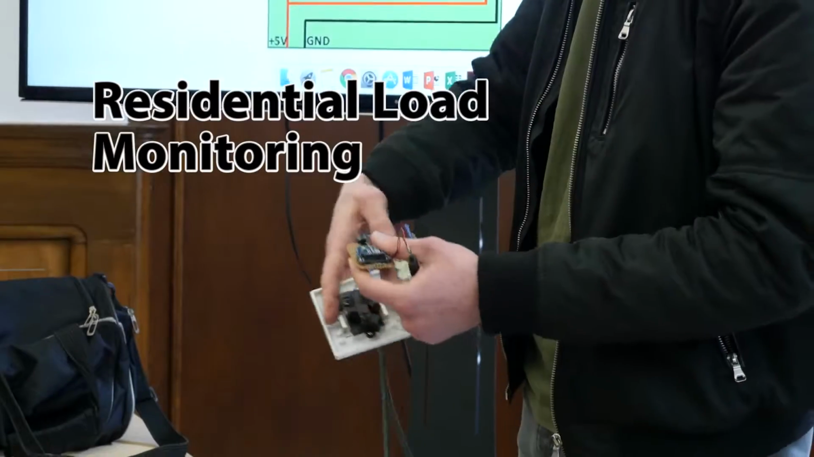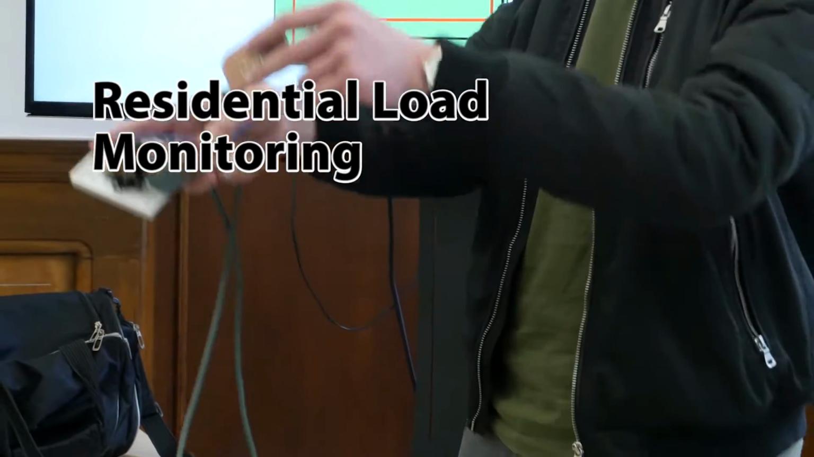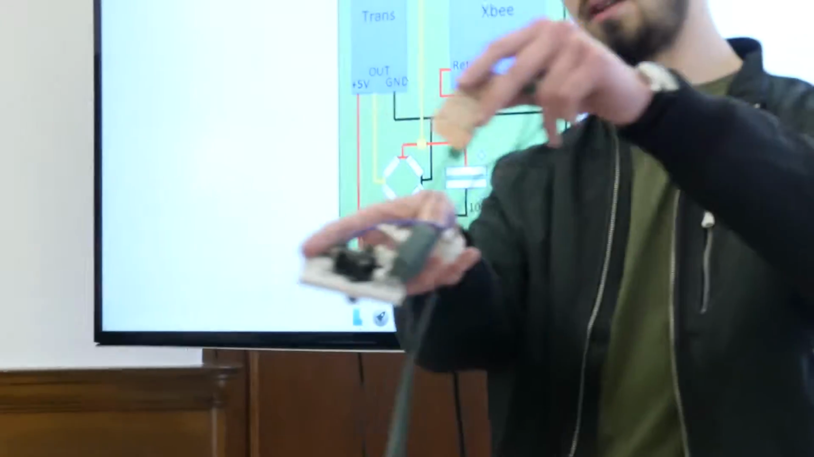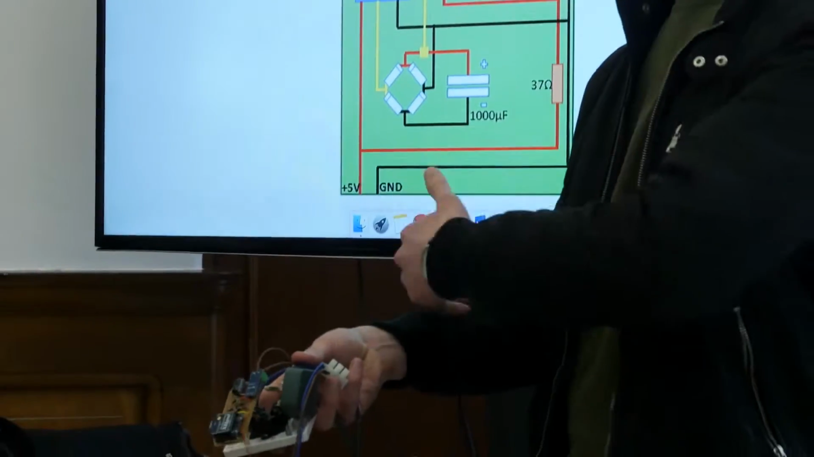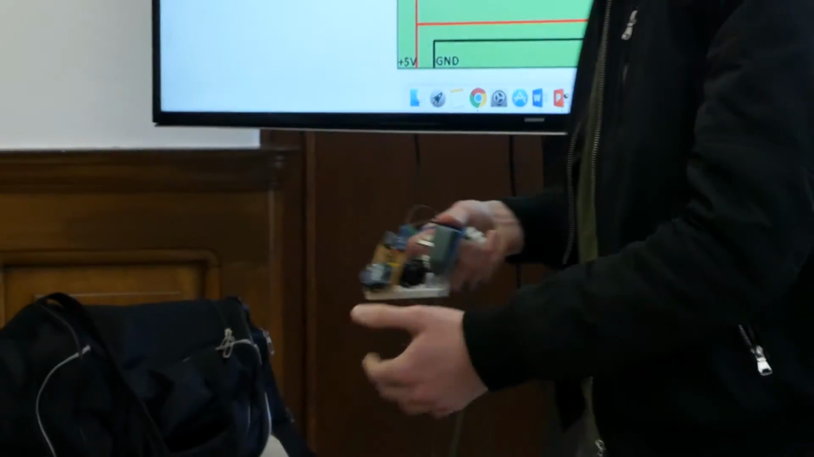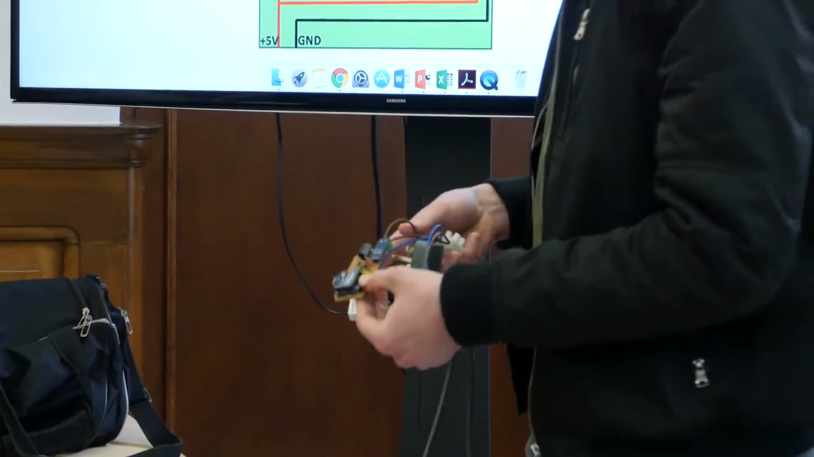Now, as well as that, we also have a series connection, the live lines, 2 brown cables, you might be able to see them there. That will measure the current that's coming in through the main supply, and that is where we will make our measurements.